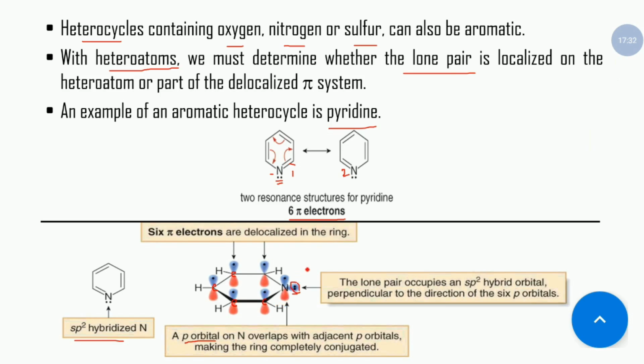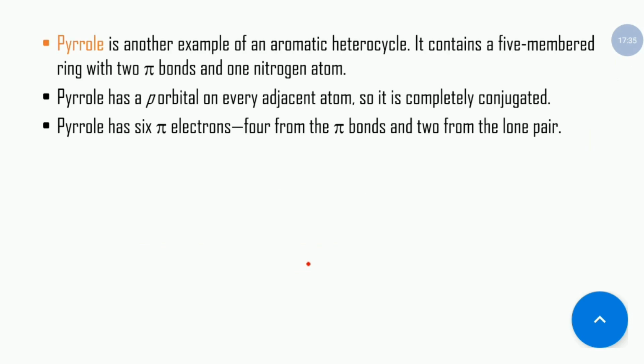Next, the example we are taking is pyrrole. It's also a heterocyclic compound, and not only heterocyclic, it's an aromatic heterocyclic compound, like pyridine. It contains a 5-member ring, 2 pi bonds, and 1 nitrogen atom. Pyrrole also has p orbitals on all the adjacent atoms, carbon as well as nitrogen, so it completes the conjugation process and maintains everything necessary to be an aromatic compound.